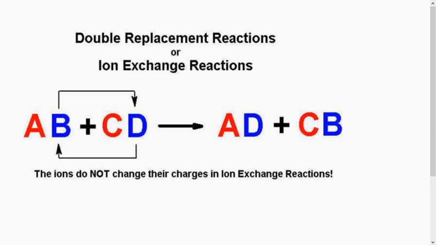Double replacement reactions are sometimes called ion exchange reactions. In a single replacement reaction, we had an element plus a compound forming a different element and a different compound. In double replacement reactions, we have two compounds on the reactant side and on the product side. The two anions and two cations are going to switch partners, and we'll end up with two different products than what we started with. The ions do not change their charges in a double replacement reaction. Whatever charge they had on the left, they must have on the right as well.